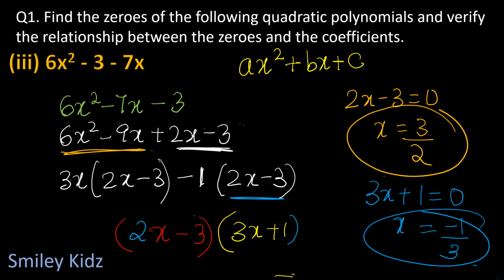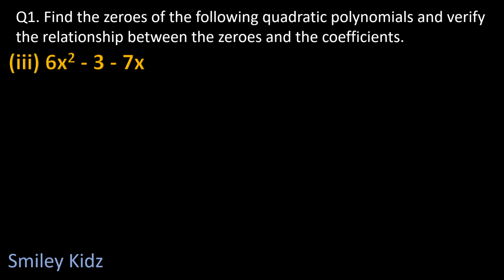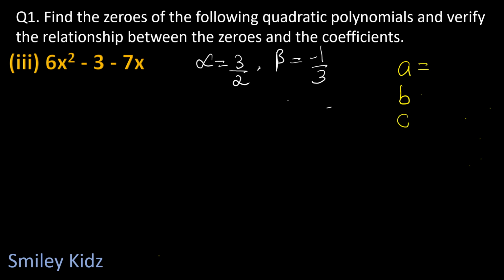Now further we're going to verify the relationship between the zeros and the coefficients. Here we have alpha as 3 by 2 and beta as minus 1 by 3. For that we need the value of a, b and c. The value of a is 6, b is minus 7 and c is minus 3 according to the question.